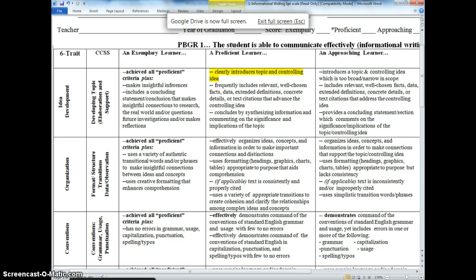Essentially, all you have to do with your thesis statement and in your introduction is clearly introduce your topic and your controlling idea. And the thesis is really your controlling idea. It controls what you write, why you write it, how you write it.